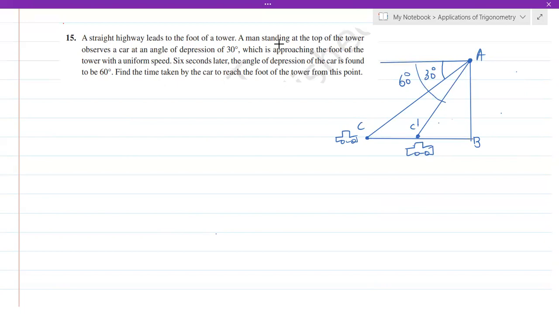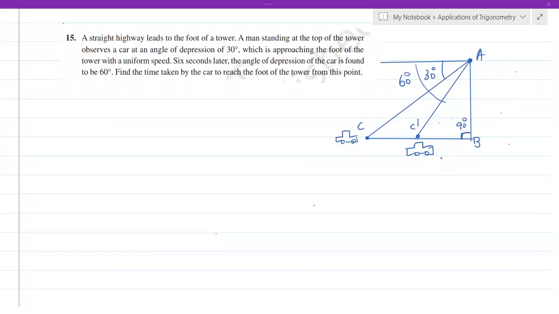Okay. Now let's join C, C dash and B. Obviously, this is 90 degrees, isn't it? Now, what is the question? From C to C dash, the car has taken a time of 6 seconds. This is the time that the car has taken. Now what we have to find is the time taken for the car to reach the tower from this point C dash. From C dash to B, what is the time taken? This is what we have to find.